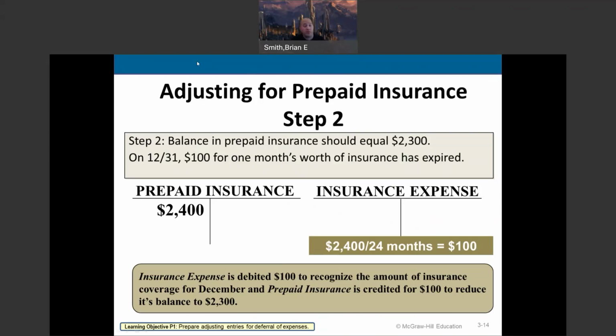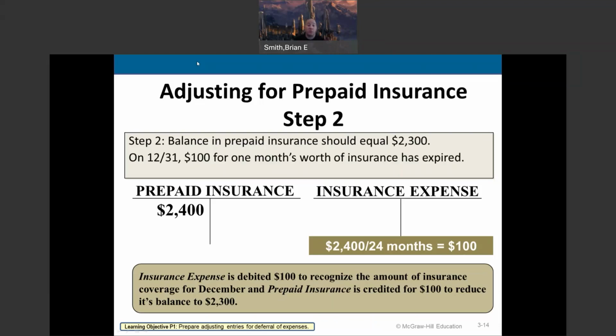So anyway, sorry, the phone interrupted things. So we're going to go ahead and adjust this by, like I said, debit the insurance expense by 100 and credit the prepaid insurance. So now our prepaid insurance account balance will be 2,300, like we said, and we're going to put that on the balance sheet.